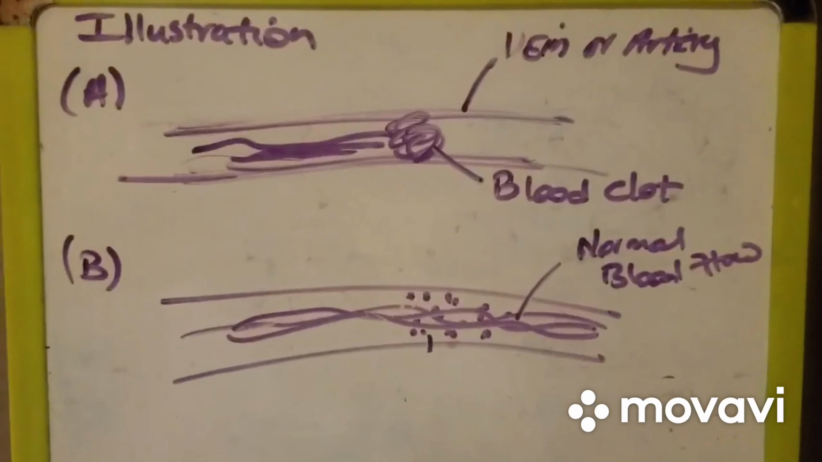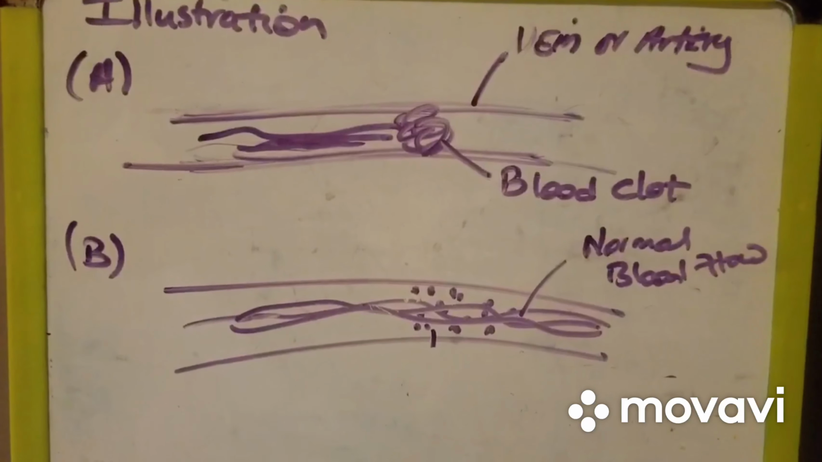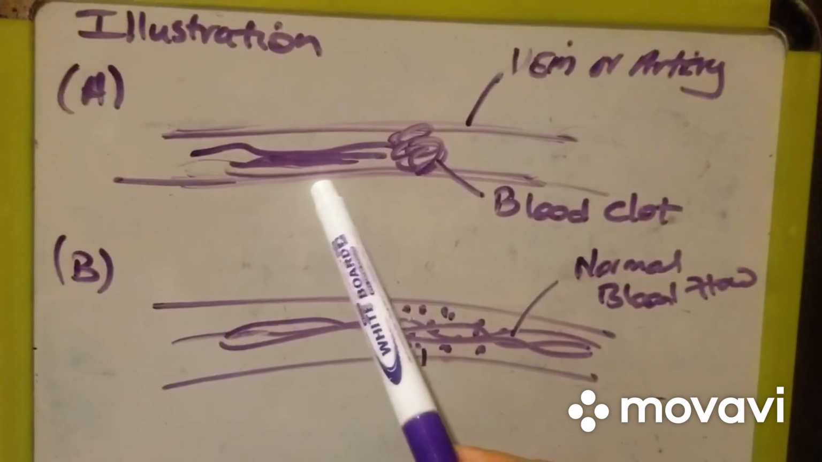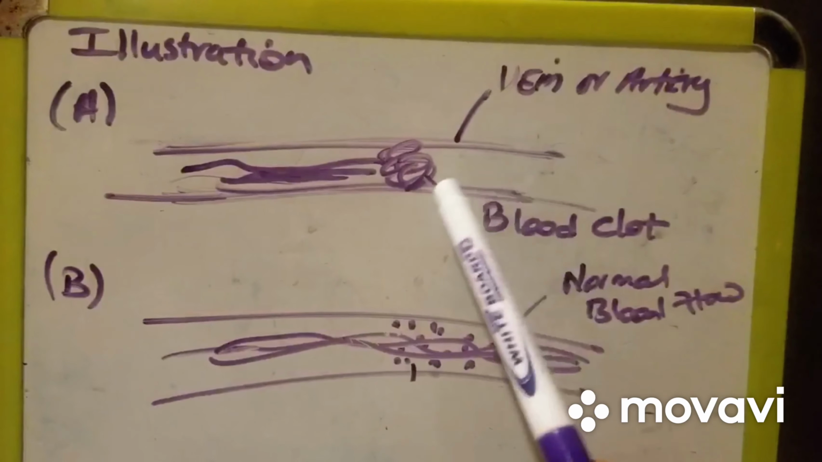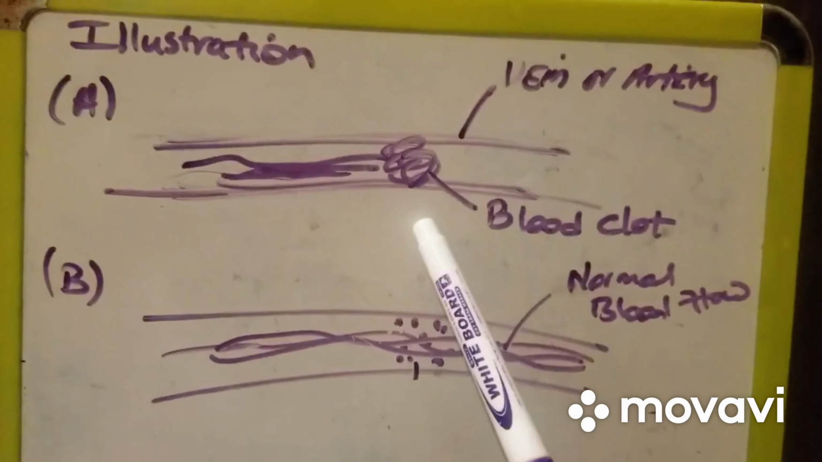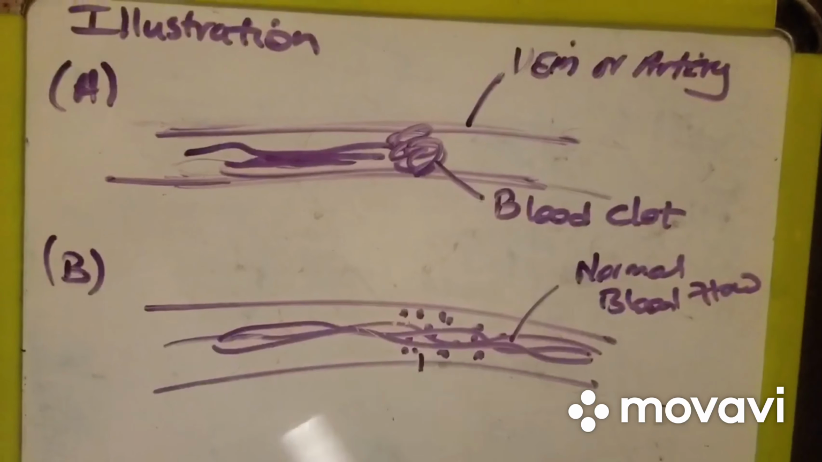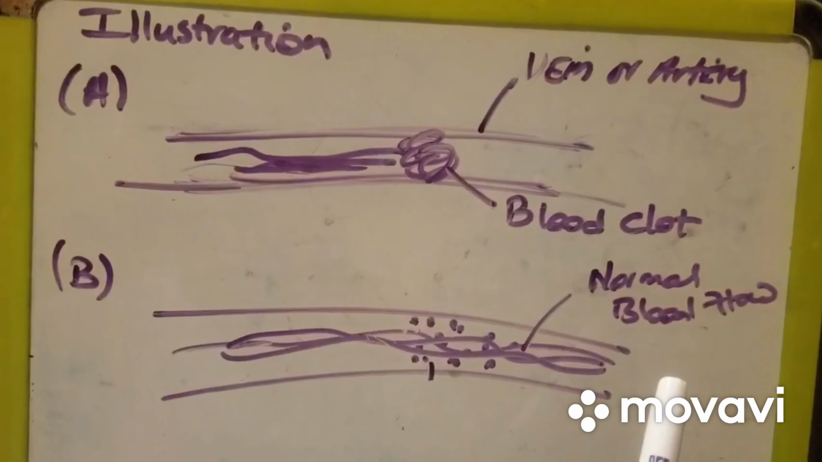Here is just a brief illustration of what happens when thrombolytics is used. Here we have the artery. This is the blood that is obstructed by the blood clot. When thrombolytics is used, the blood clot gets dissolved, which restores the blood flow to the pulmonary artery.